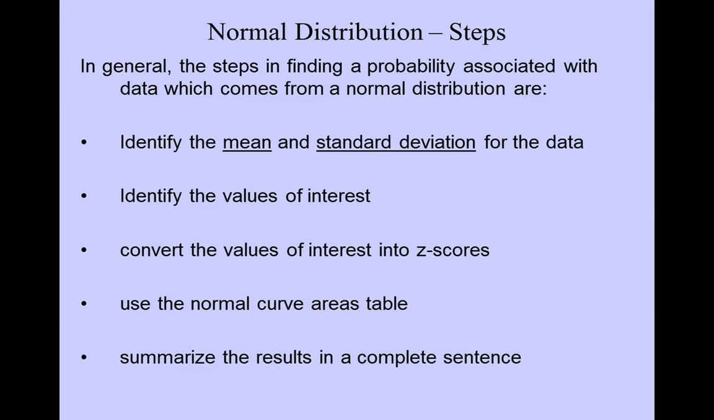In general, the steps in finding a probability associated with data which comes from a normal distribution are: identify the mean and standard deviation for the data, identify the value or values of interest, convert the values of interest into z-scores, use the normal curve areas table, or table Z, and summarize the results in a complete sentence.